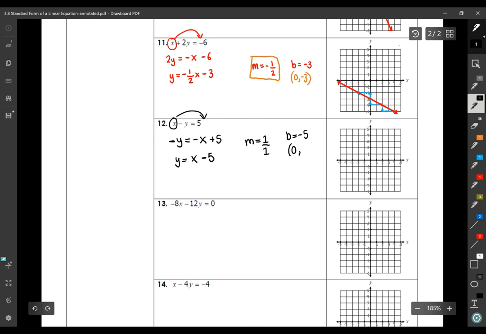So that's the point 0, comma, negative 5. So put your y-intercept down and use your slope. Okay, a slope of 1 is the easiest. Rise 1 over run 1. It's pretty easy, just like that.